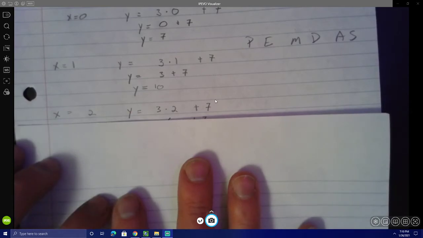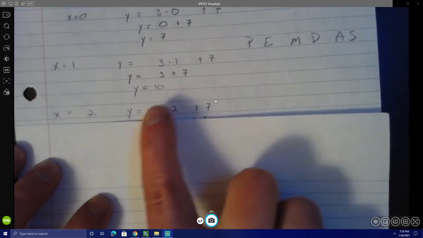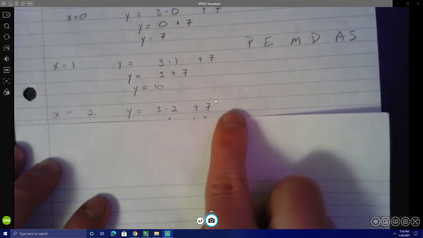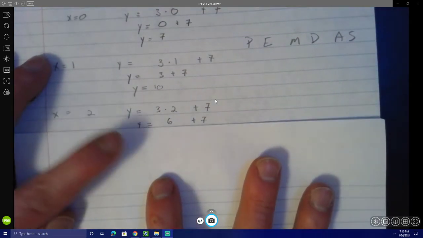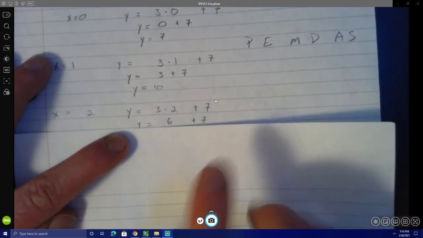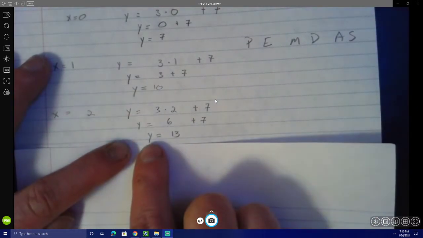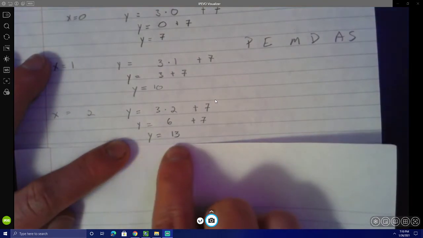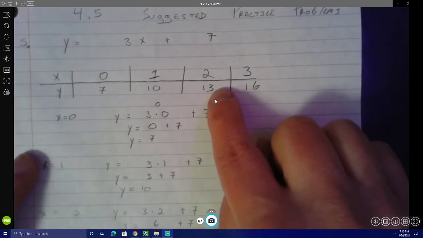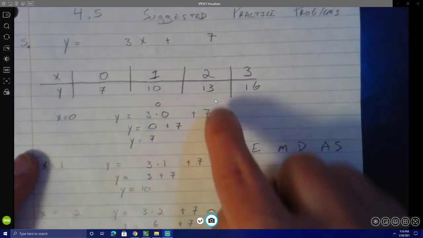Then, I plugged in that value x equals 2 into that same equation. I'm left with y equals 3 times 2 plus 7. I have to do my multiplication first, and I get y equals 6 plus 7 then. And once I do that addition, I am left with y equals 13. When I get that value, I plug it right back into my table for x equals 2.